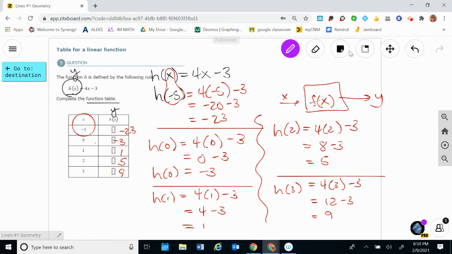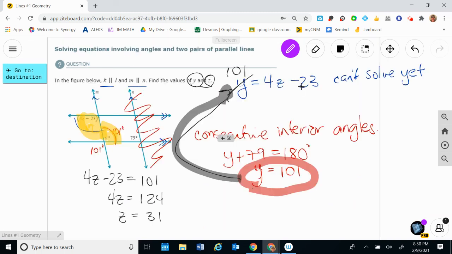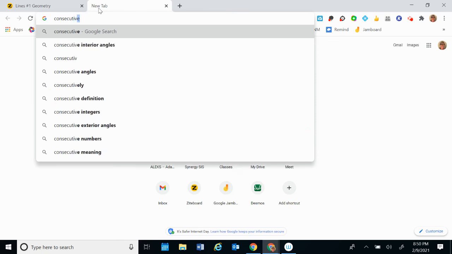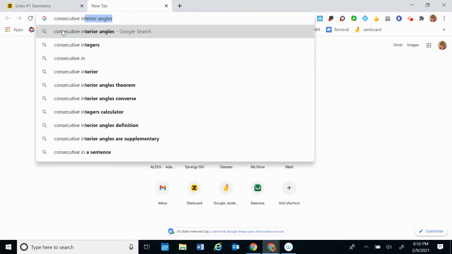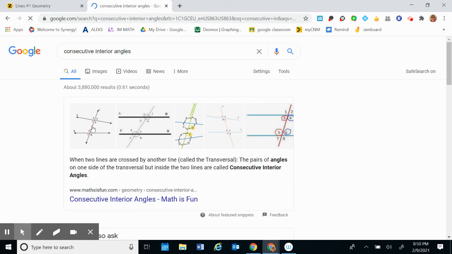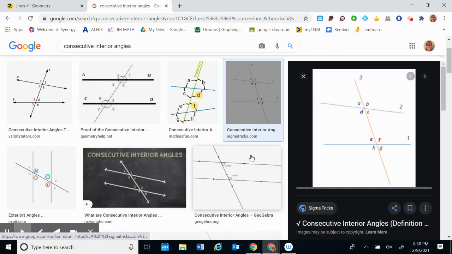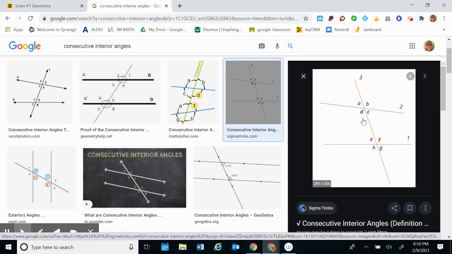The main thing you definitely need to do is get down the names of these angles, you guys. You can do this easily by going online and searching, for example, consecutive interior angles. Look, you see it? Then if you want to find them, you can go to images. They have it right here: D and F, consecutive interior. Here's one, C and F. C and F is consecutive, and D and E.